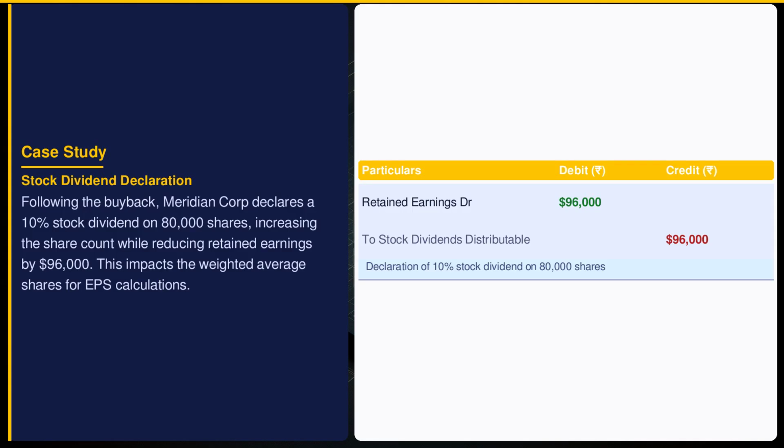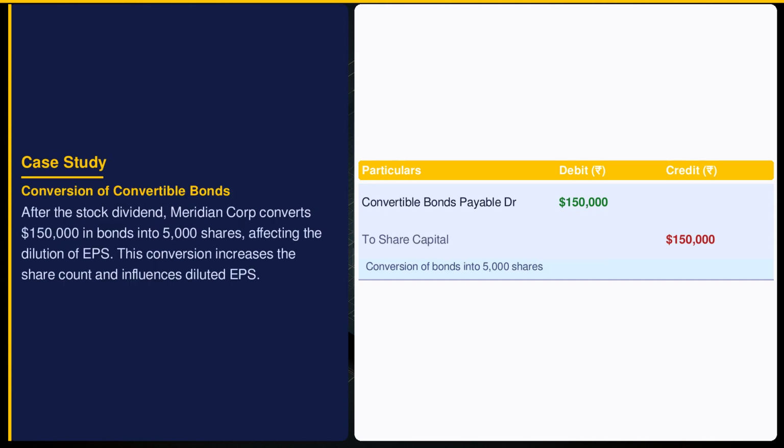With a 10% stock dividend, Meridian Corporation increases its shares by 8,000, impacting future EPS. The entry reduces retained earnings, and the new shares must be included in the weighted average, affecting both basic and diluted EPS calculations. Meridian Corporation's bondholders convert bonds into 5,000 common shares.